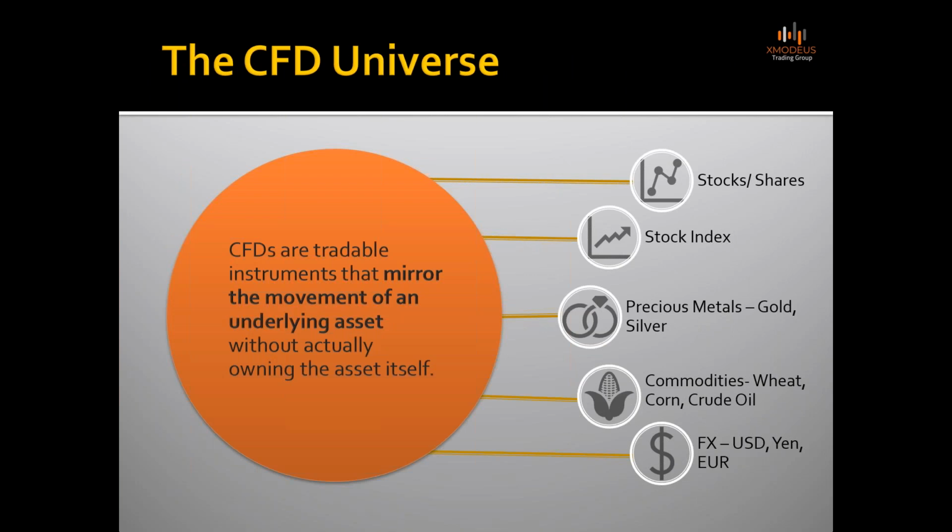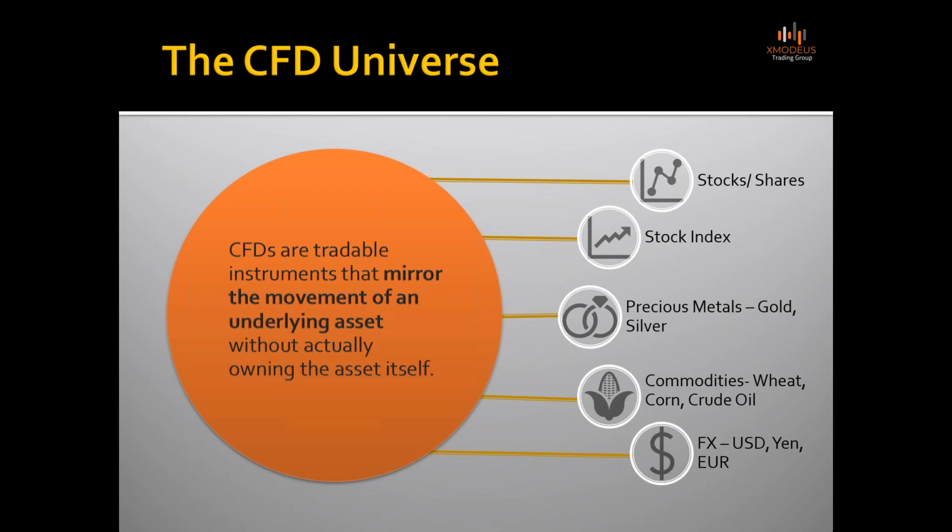The CFD universe actually covers quite a lot of different instruments. Basically, without going into too much technicality, CFDs are tradable instruments that mirror the movement of an underlying asset, without actually owning the asset itself. So these are the key differences. You have stock CFDs, which mirror the movement of the underlying stock without actually owning the stock itself. Or you can trade the stock index CFD, which is basically mirroring the movement of the stock index. It can be a KLSE index, it can be a Dow Jones index, without actually trading the index itself.